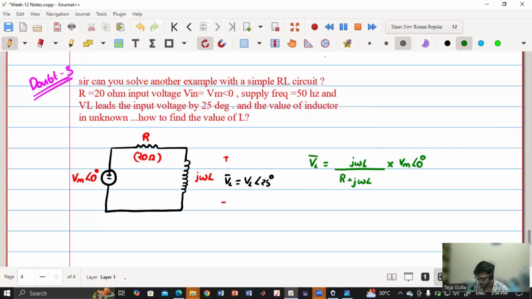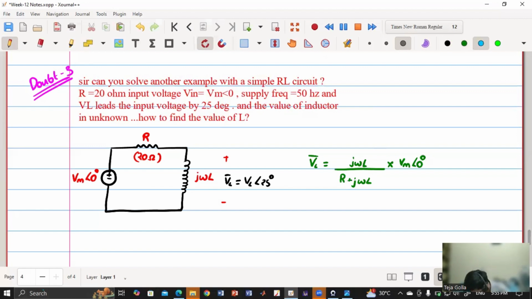Sir, is it VL angle 25 degrees or Vm angle 25 degrees? Because they have said only that it leads the input voltage by 25 degrees, and we cannot be sure whether it is of the same magnitude or not. We cannot define whether the magnitude is the same, because they have only mentioned that VL leads the input voltage by 25 degrees. They have not said anything about the magnitude.